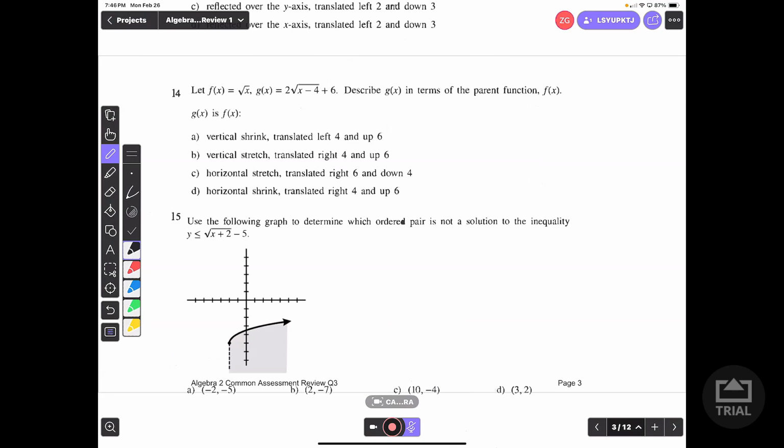Let f of x equal the parent function. Describe the parent function. Describe g of x in terms of the parent function. Okay, so it's asking what is the transformation that takes place. The plus 6 means it goes up 6. Up 6, up 6, down 4, up 6. Okay. The 2 on the outside is always going to vertically stretch. So the only ones that have a stretch are B and C. The minus 4 is on the inside, so it's going to go 4 units to the right. So your answer is B. You always want to try to eliminate answers whenever you can.